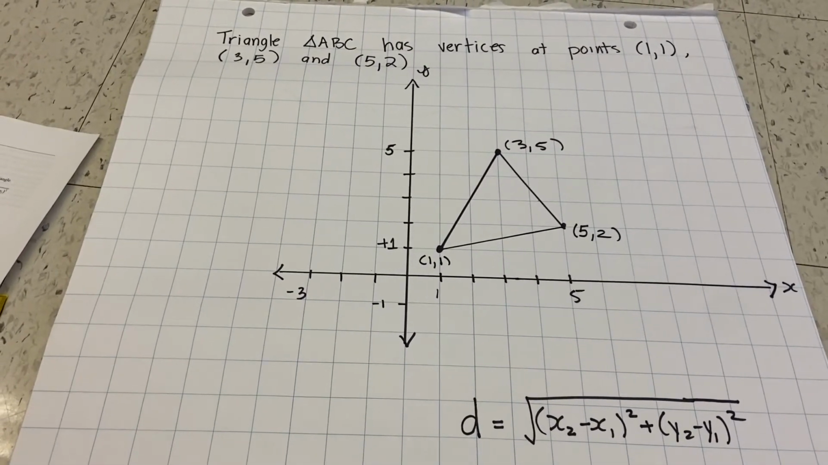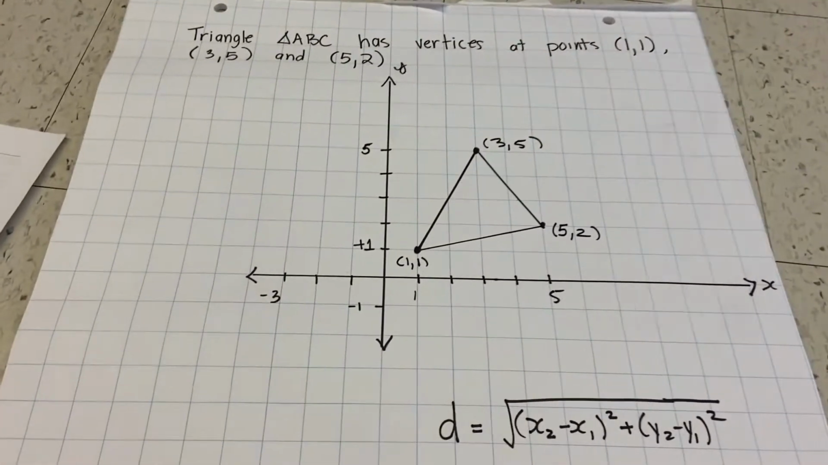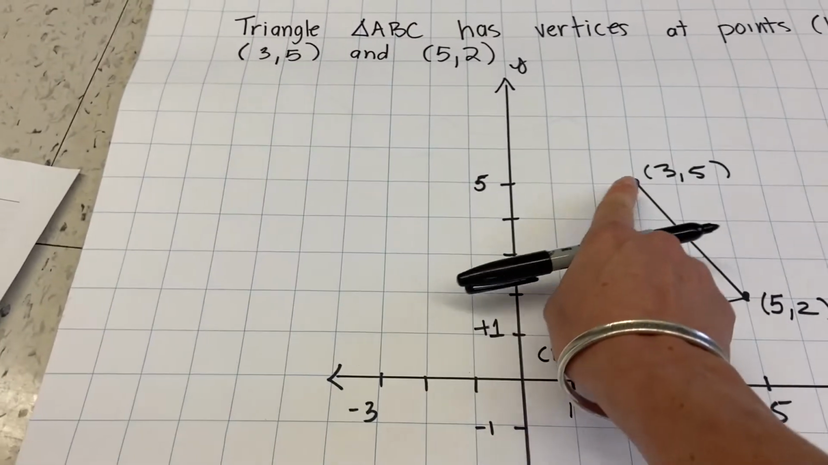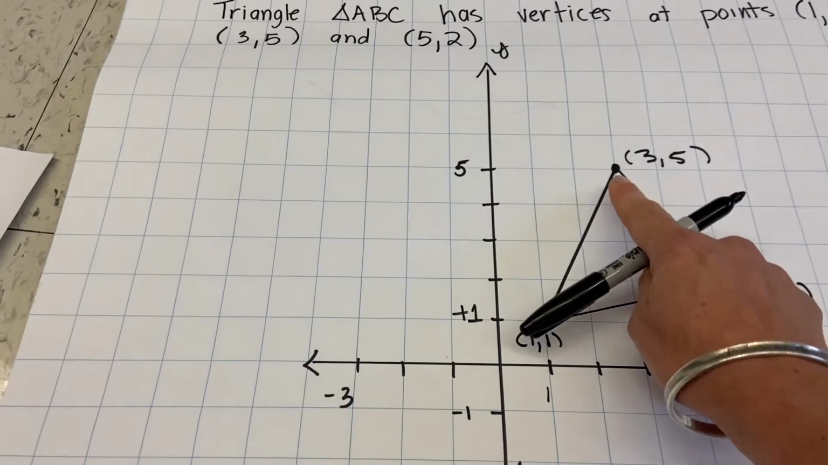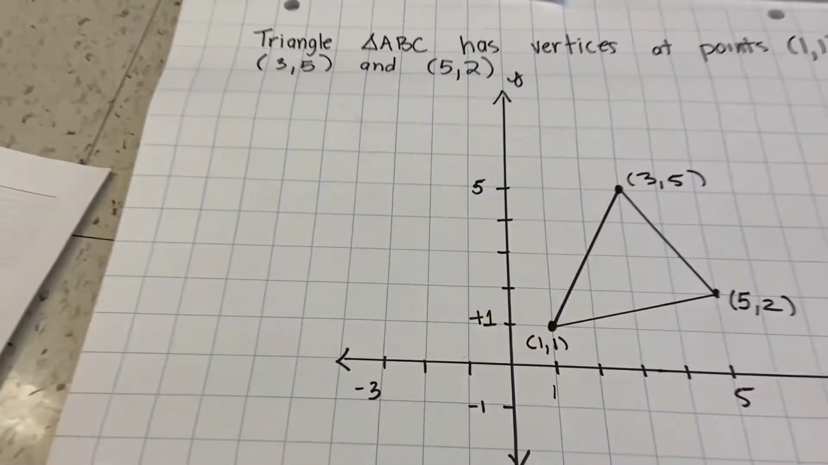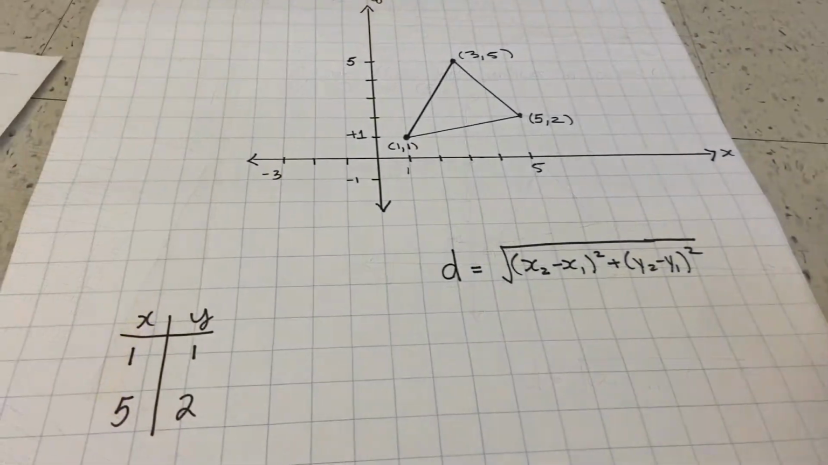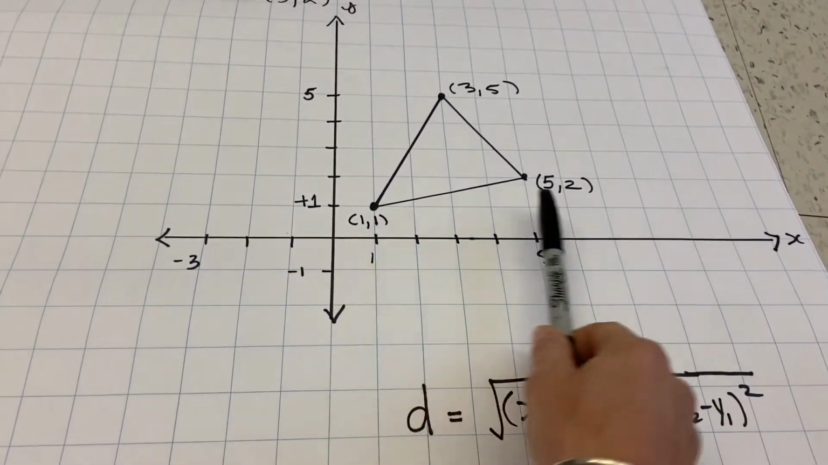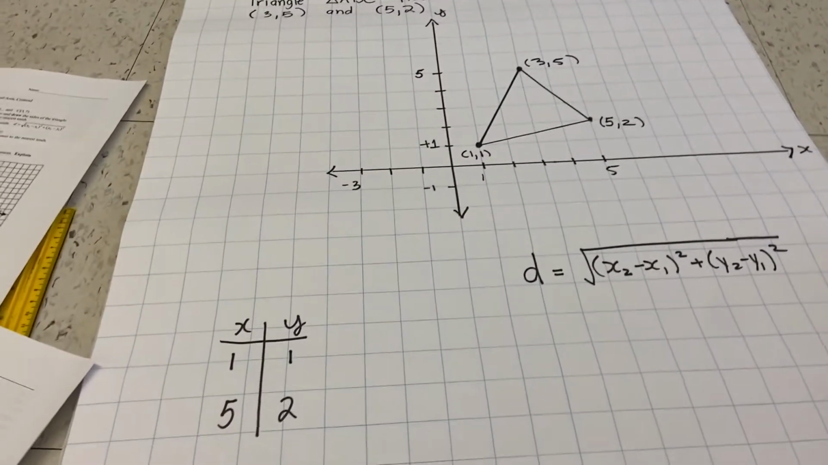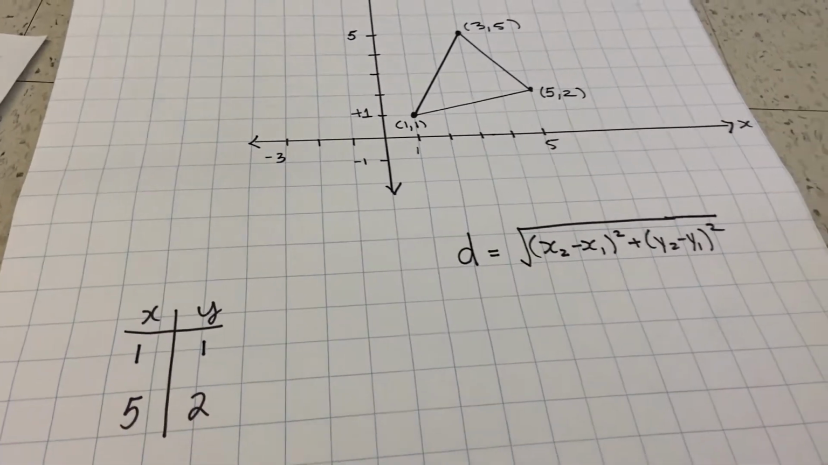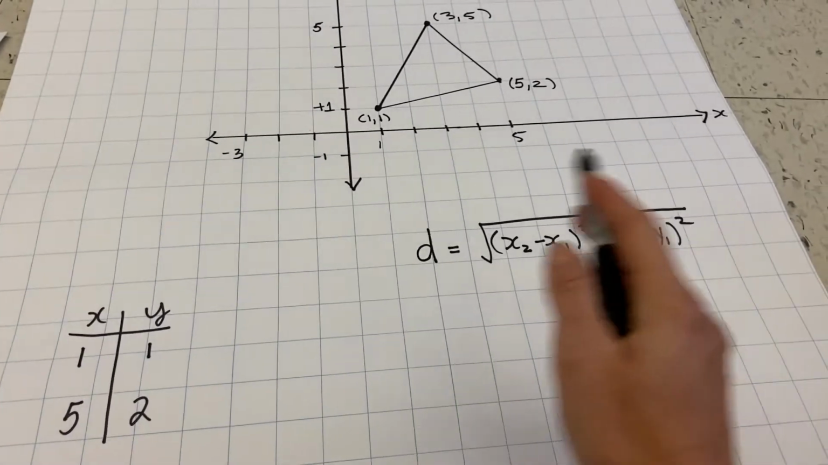And this D formula, the distance formula, will tell you how far apart these 2 points are, and how far apart those 2 points are. It will tell you the distance between the 3 points. So let's first find the distance between (1, 1) and (5, 2). And just so that we don't get confused, I put (1, 1) in the table and I put (5, 2) in the table. And then we're going to use this equation.